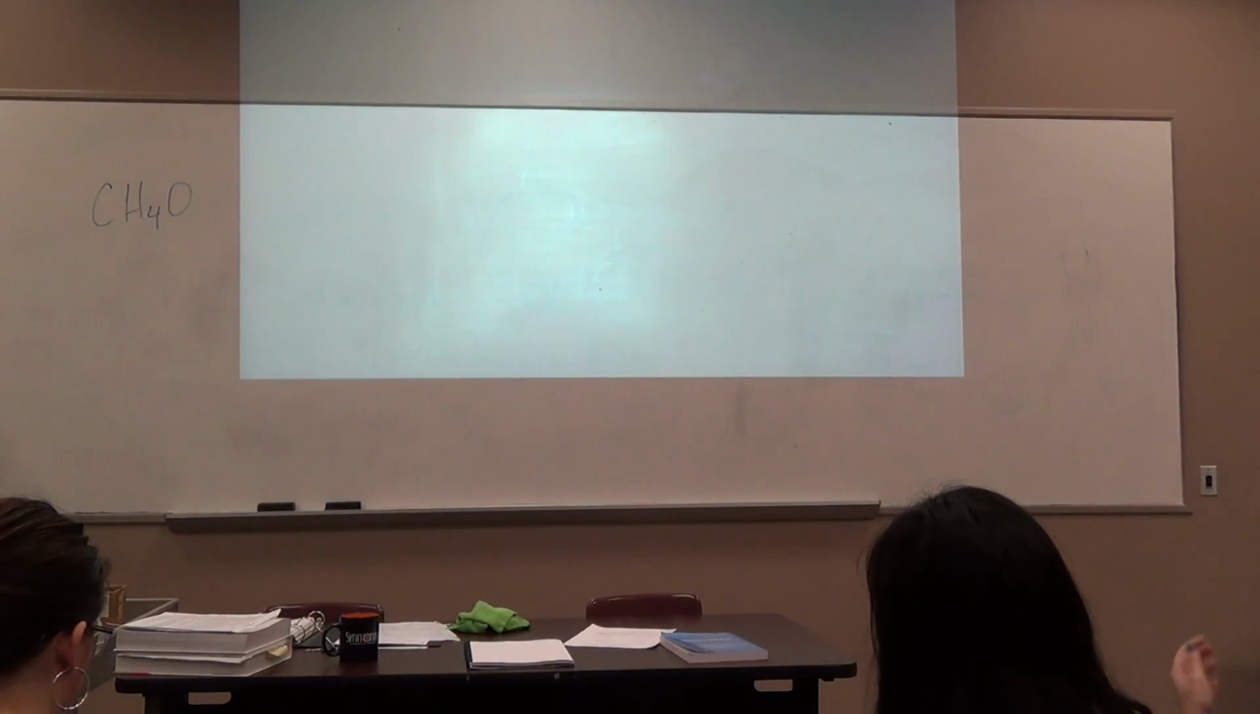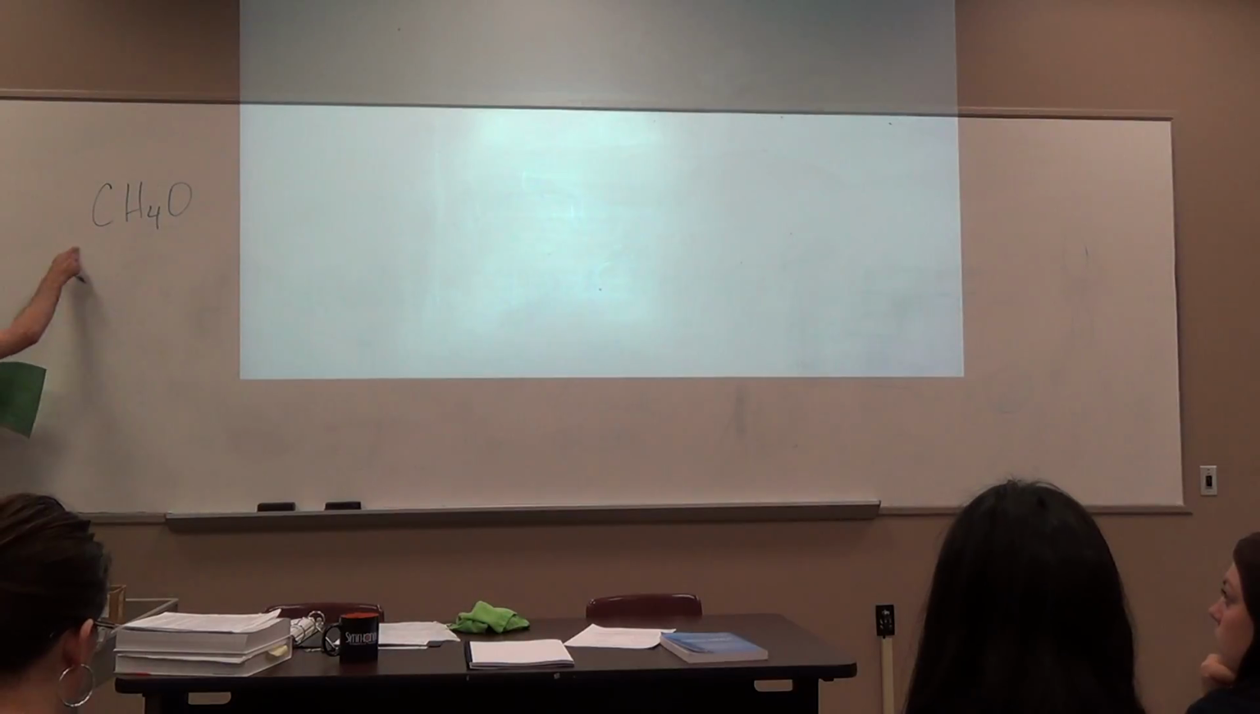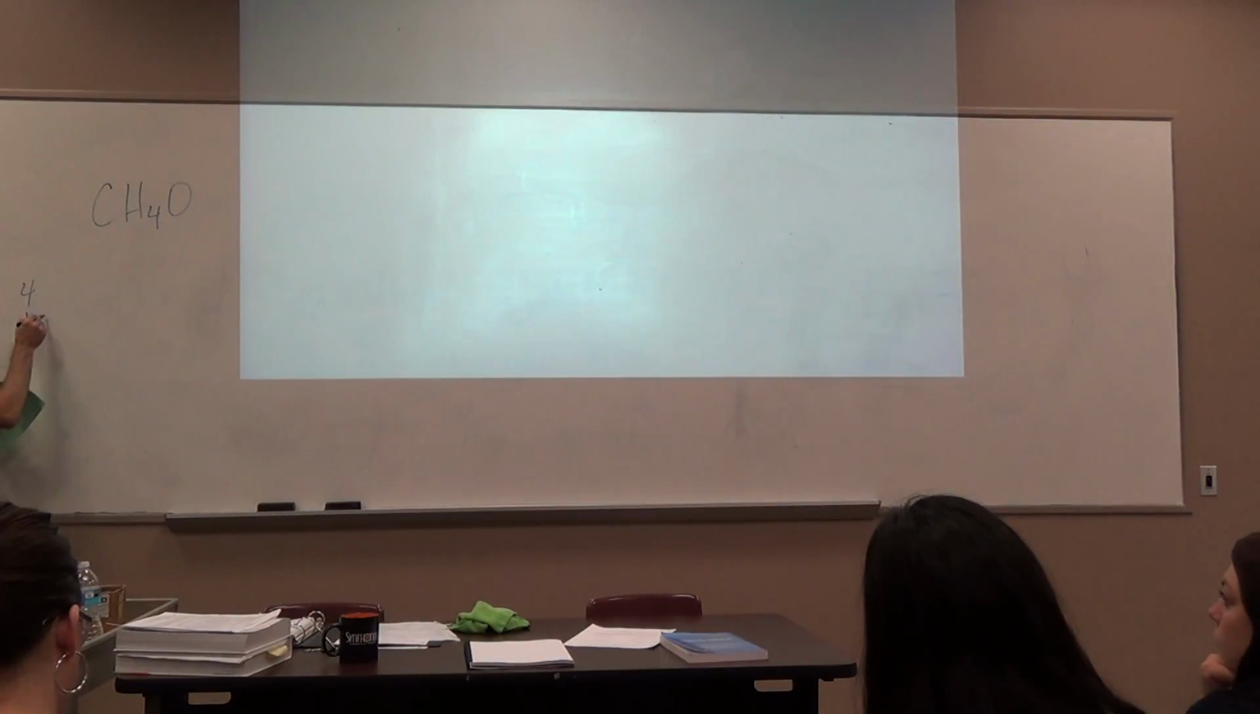I would recommend doing this first. How many valence electrons are we dealing with? Because remember, in a Lewis structure, you show all valence electrons. Wouldn't it be good to know how many you're dealing with? How many we got here? How many for carbon? 4. How many for H? 1 times 4 equals 4. How many for O? 6. What do we got?